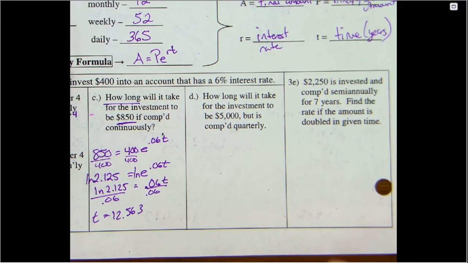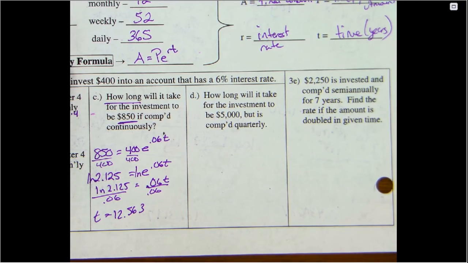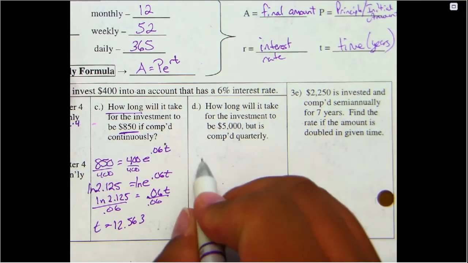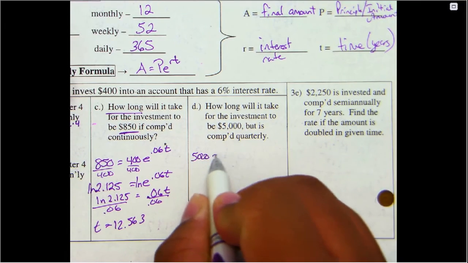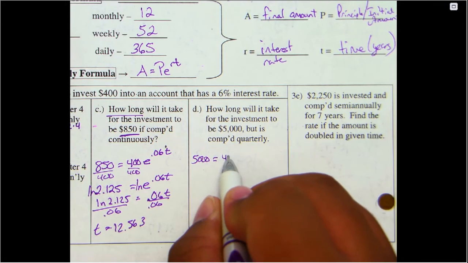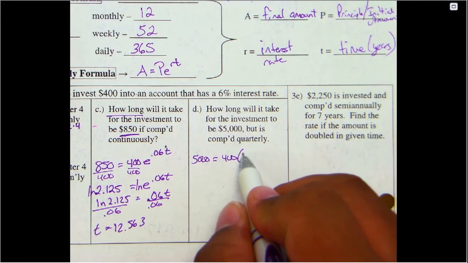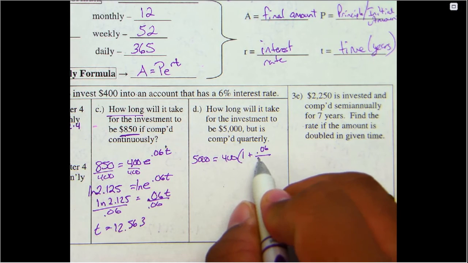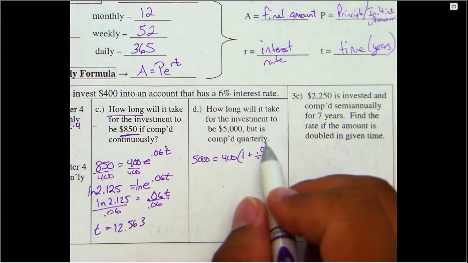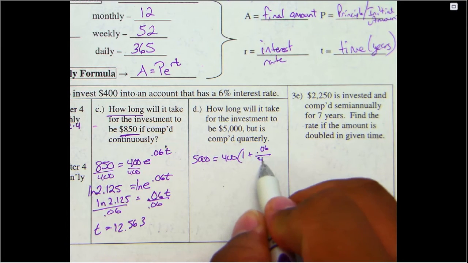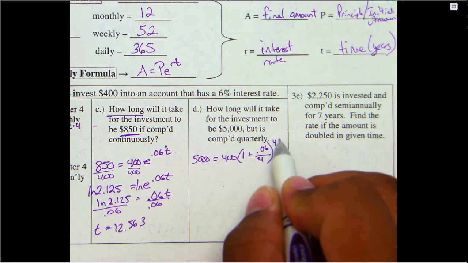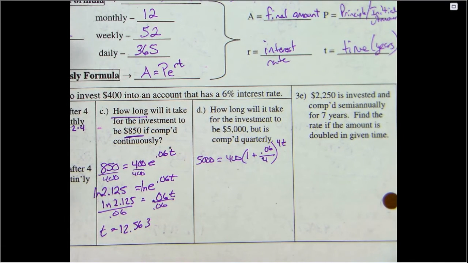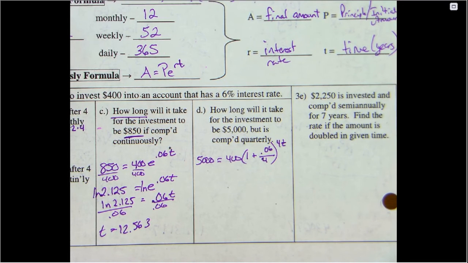All right, how long will it take for the investment to be 5,000 if compounded quarterly? So now we go back to the longer equation. 5,000 equals 400 times 1 plus 0.06 over quarterly. What goes for n? 4, to the 4t. So divide by 400 first.